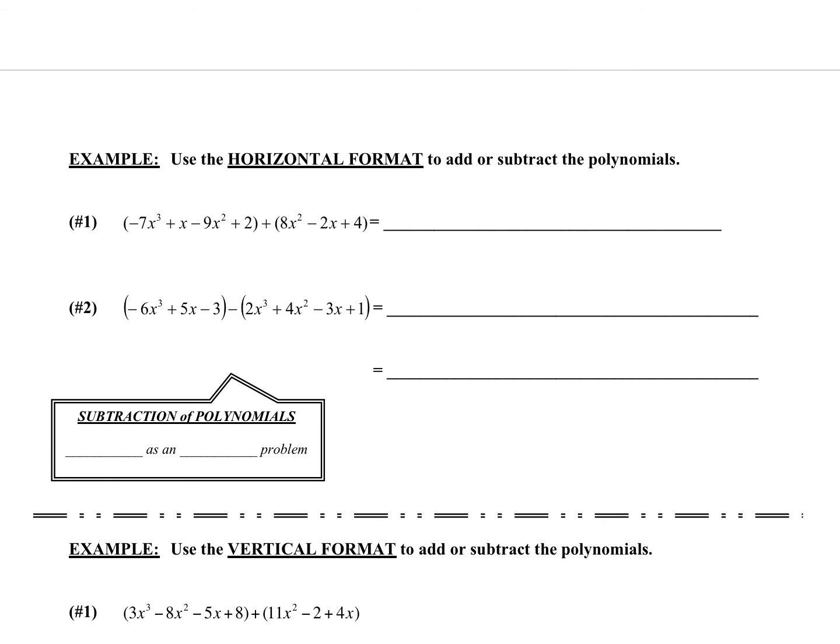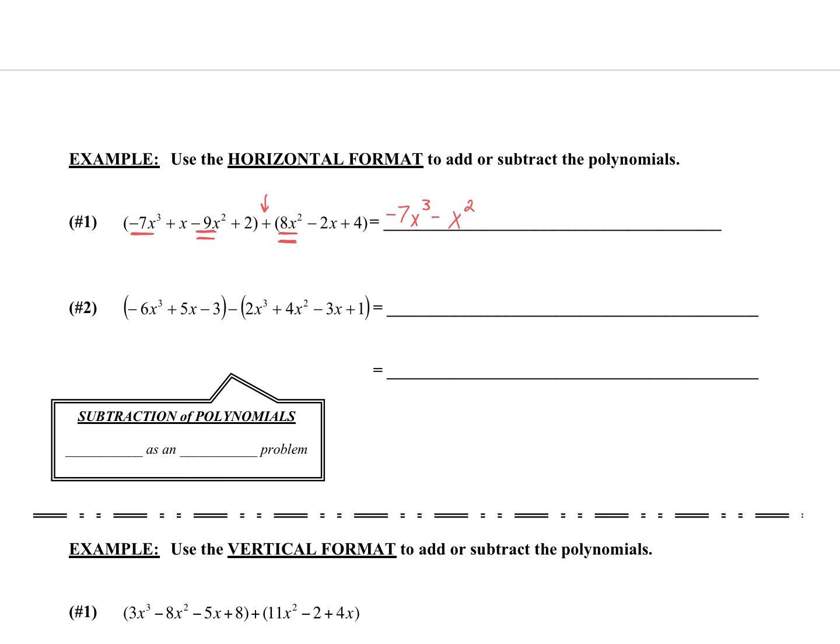So one way to do this is first identifying all of the x cubed. So we have negative 7x cubed here. All right, and then that's the only x cubed we have. So this is going to be equal to negative 7x cubed. And then let's look at the x squareds. So we have negative 9x squared and 8x squared, okay? And keep in mind, we're adding these together. So negative 9x squared plus positive 8x squared is going to be negative 1x squared. So we can just write that as negative x squared.